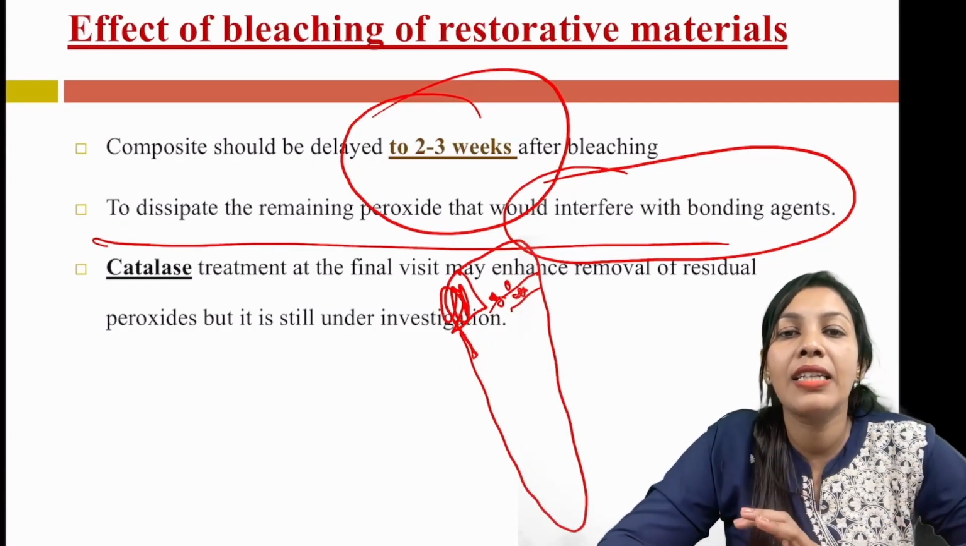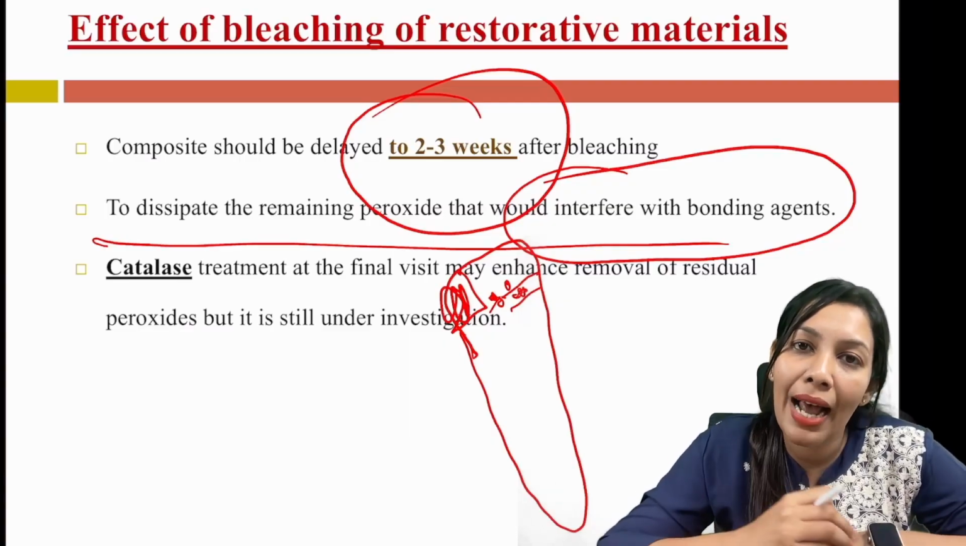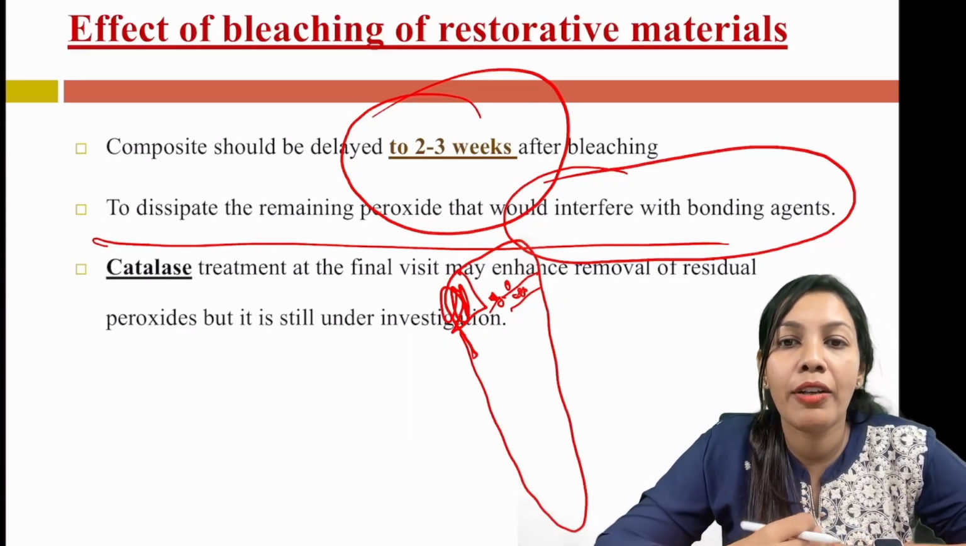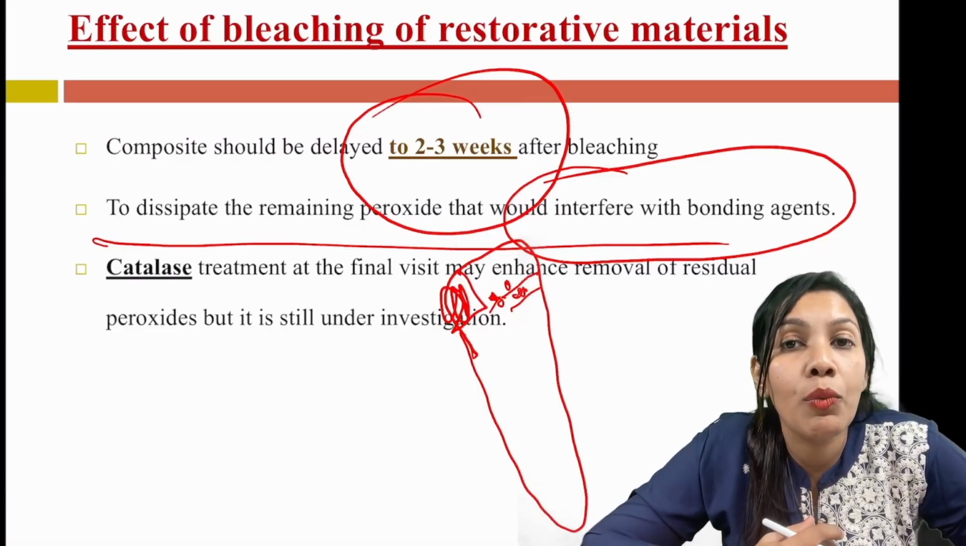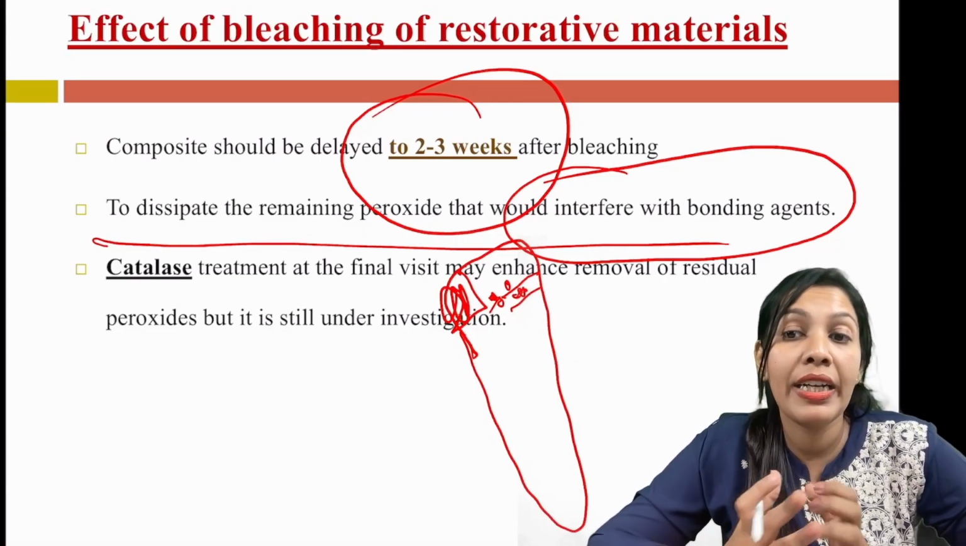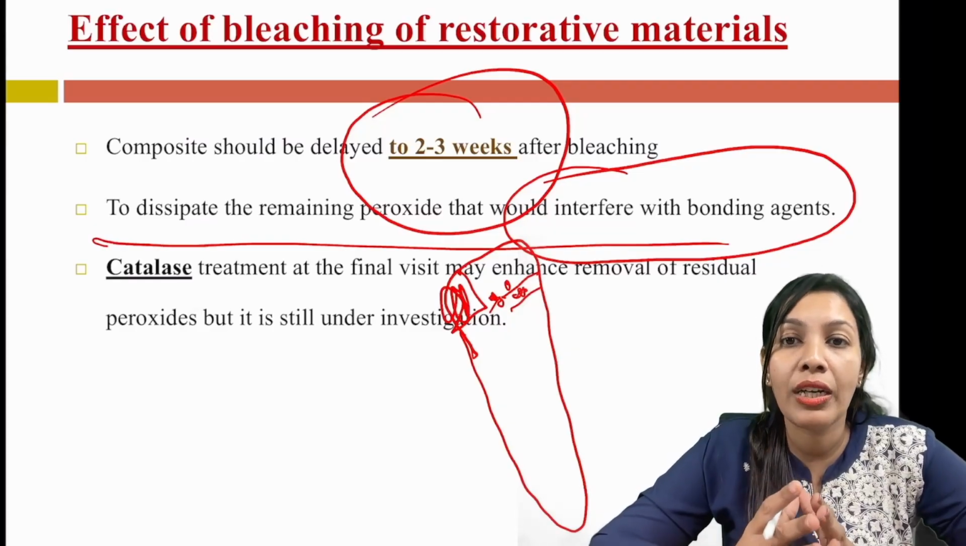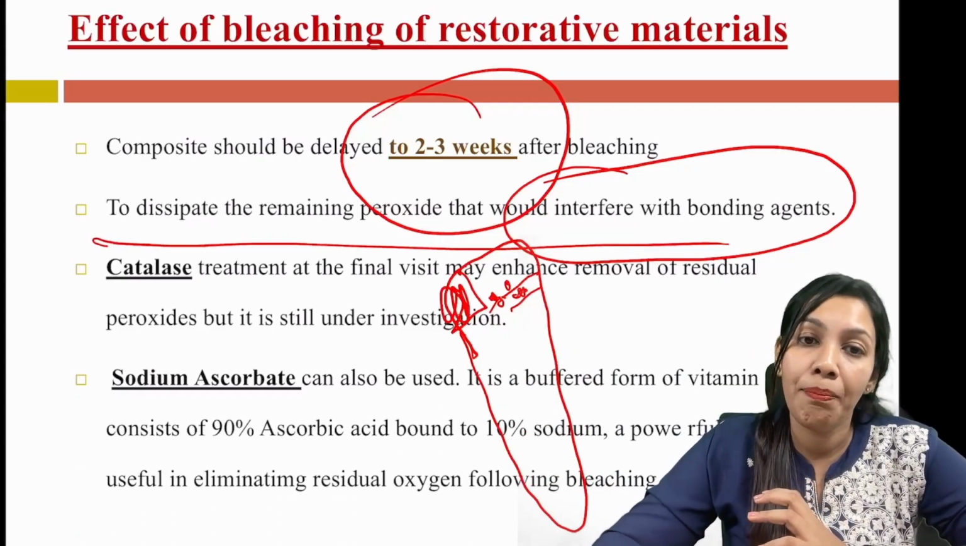And if catalyst treatment is used, you can just memorize this, we need not wait 2 or 3 weeks. Sometimes a catalyst treatment at the first visit can actually remove the excess peroxide. So we need not wait for 2 to 3 weeks for the composite placement.